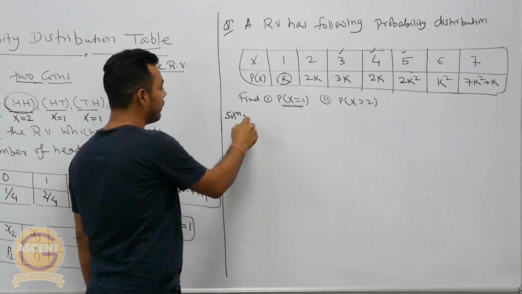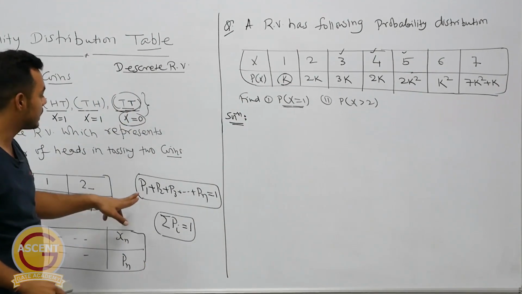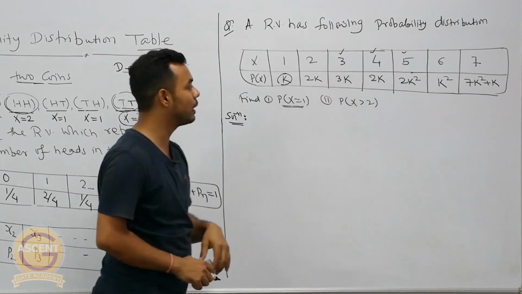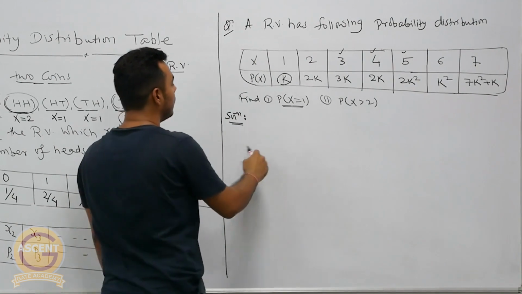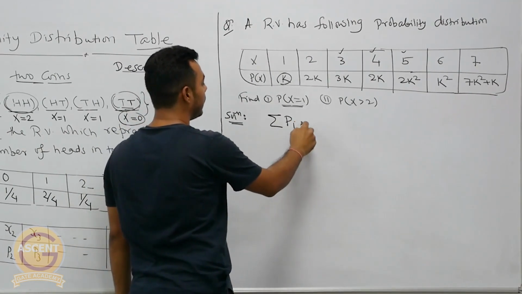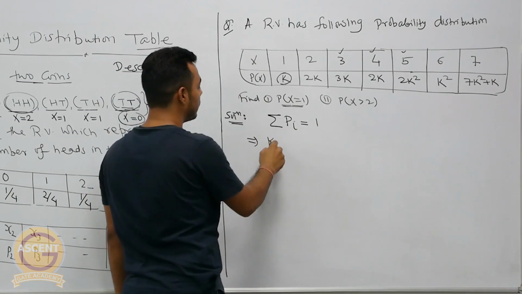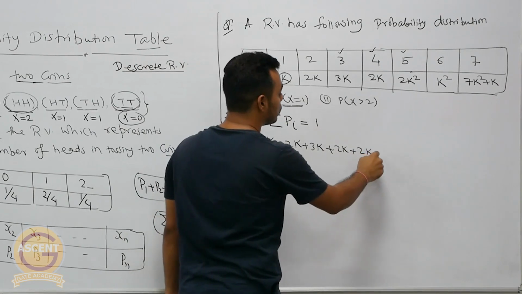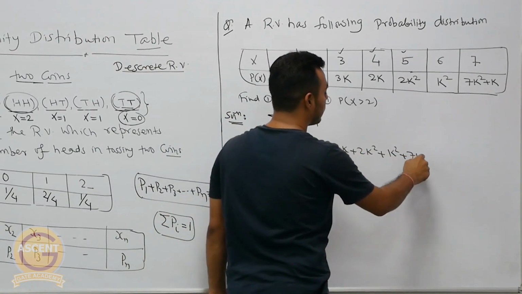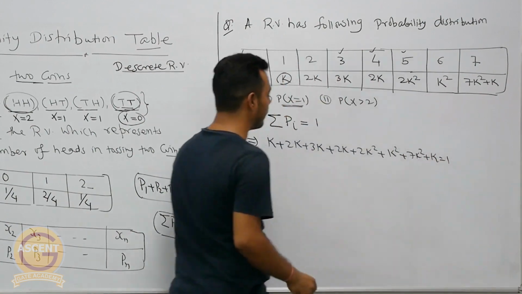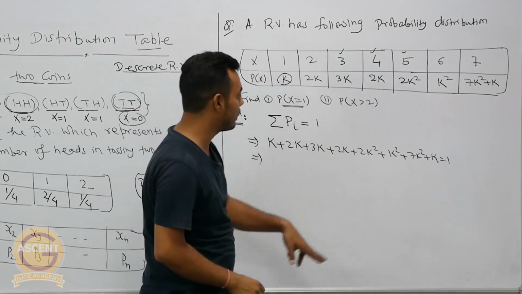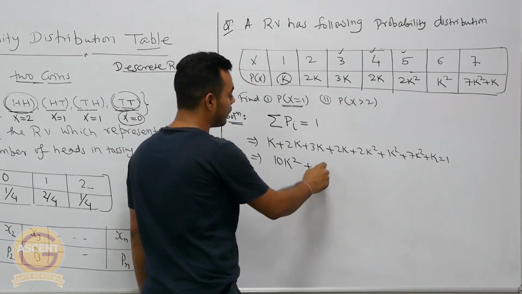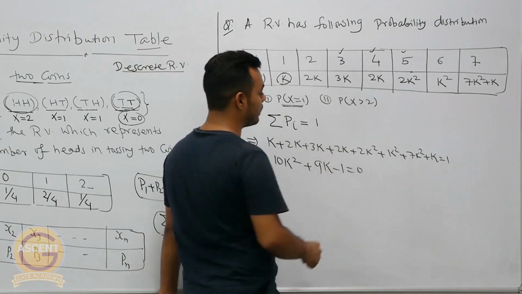In order to calculate the value of k, we are going to use the property that the sum of all these probabilities, k plus 2k plus 3k up to 7k square plus k, will be 1. So summation pi will be 1. This means k plus 2k plus 3k plus 2k plus 2k square plus k square plus 7k square plus k will be 1. Now if you add all these, 7k square plus 2k square plus k square, you will get 10k square. Similarly you will get plus 9k minus 1 equals 0.